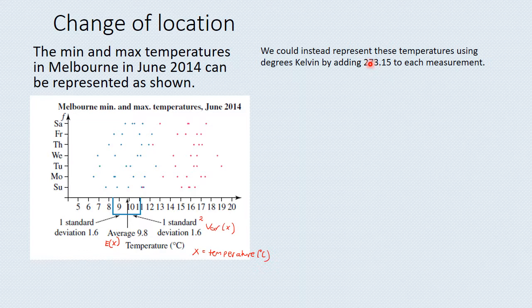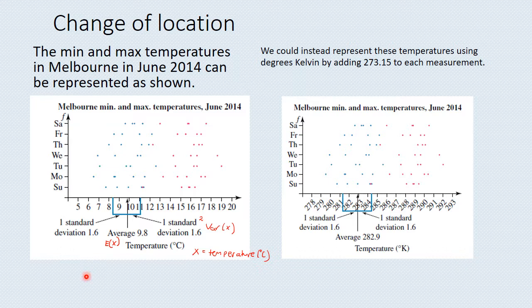By adding to each of these values, all that we have done is translated them. So the distribution is identical, it's just the average that's changed. All that we've done is move this over. So our average, our mean, or our expected value, has become what we had earlier, our 9.8 that we had initially, plus 273.15. The standard deviation hasn't changed, so we notice that the variance is the same as it was before.